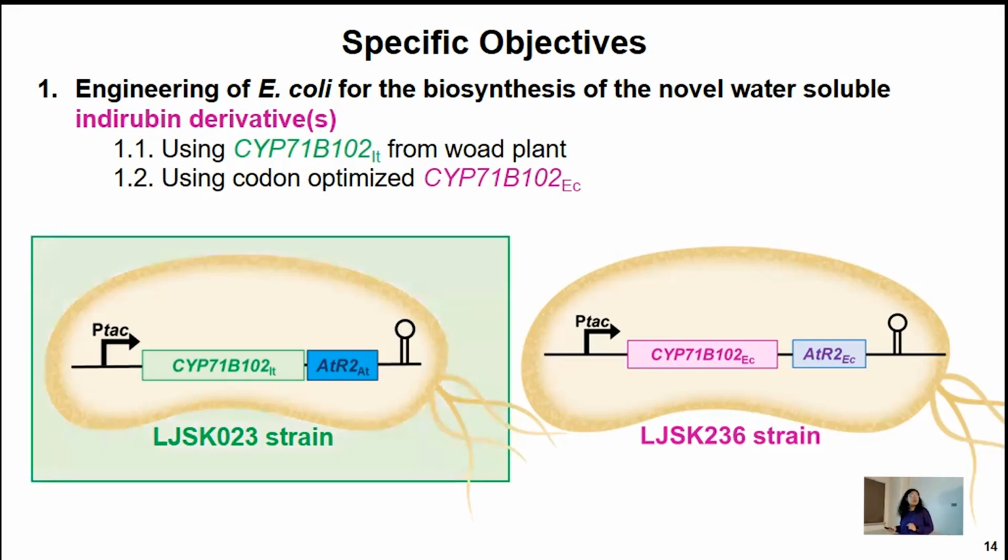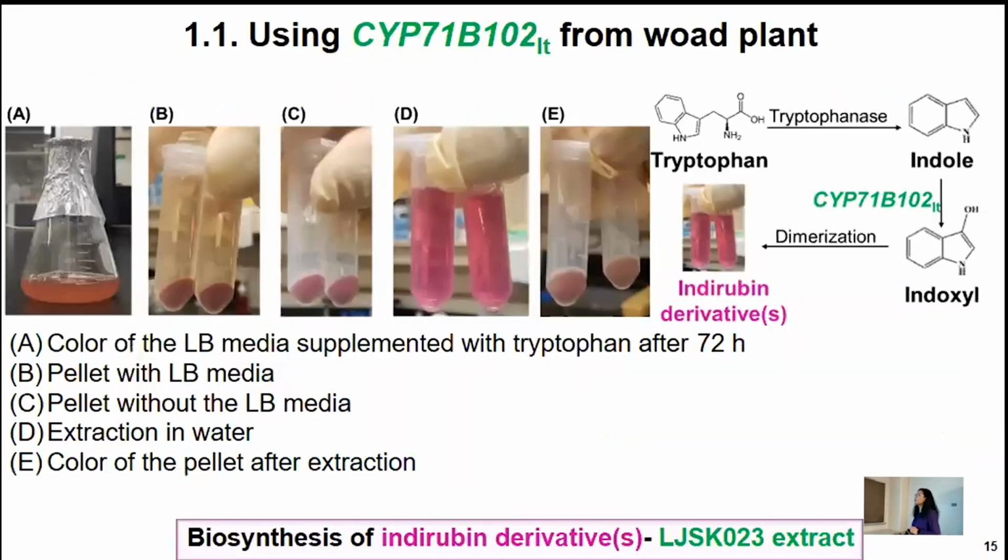But first, the engineered E. coli, which has the plant P450 and the plant P450 reductase. This is what the culture looked like after 72 hours of incubation. We then centrifuged the whole culture for pelleting the cells, and this is what the pellet looked like after we removed the culture. Then we added water just for washing the cells, and then we found accidentally that whatever the compound is here that is pink is easily soluble in water.